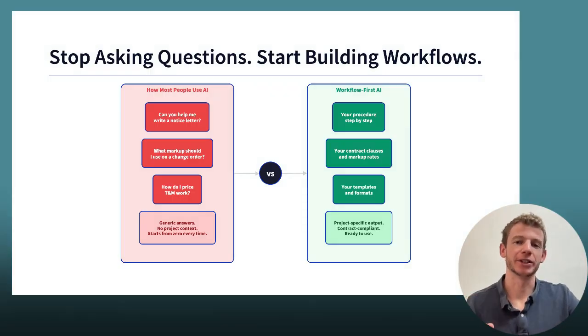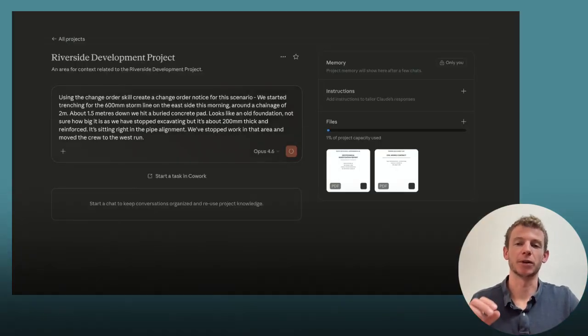So asking AI questions is fine, but then it just acts like a search engine and you just get generic answers. But if you want AI to actually do some real work for you in construction, you need to stop asking questions and start thinking in workflows. So today I'm going to show you what that looks like.